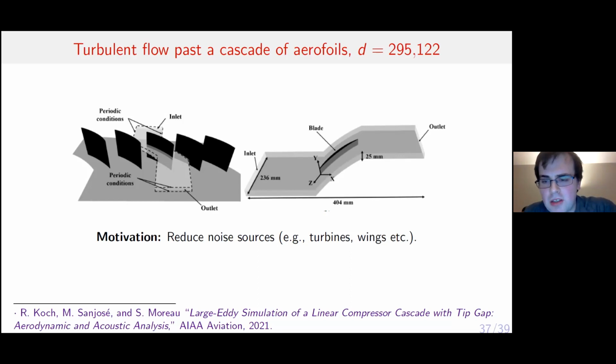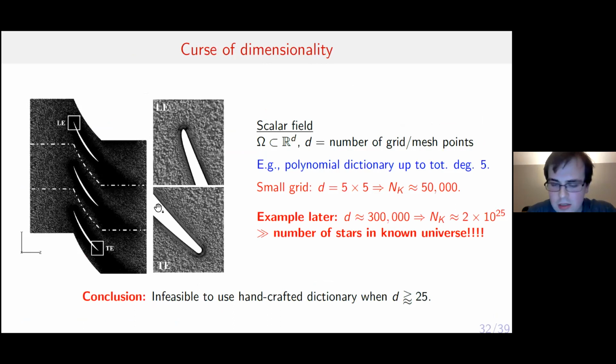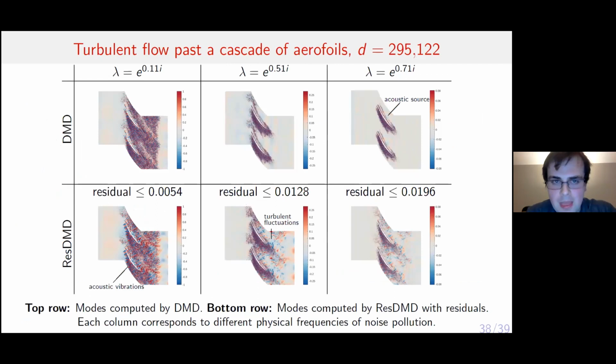And the data set I'm going to use is from this paper down here, where they do a large eddy simulation. And actually they used, if I go back, this mesh here. So it's a very high fidelity computation. And these are the results. So let me explain what's going on here. I've looked at the Koopman modes for different frequencies. Okay, these are the lambda, the columns.